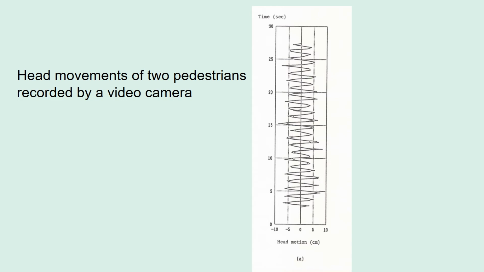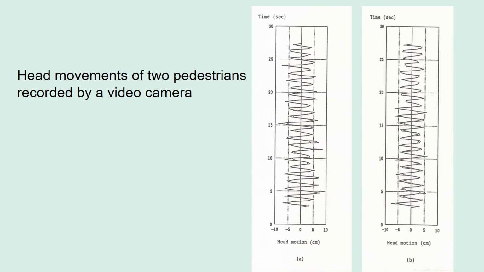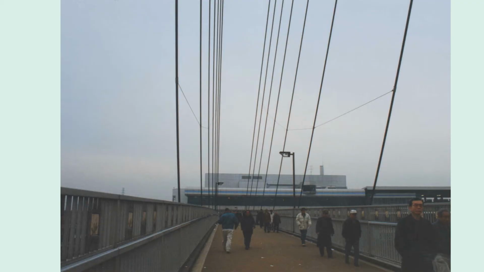It seems just one line, but there are 2 lines, head movements of 2 pedestrians. 2 people walk exactly at the same frequency and the same phase. This is another day's record, which is the same. Now the synchronization theory is confirmed. The mechanism is now clarified, but it was not our final goal.